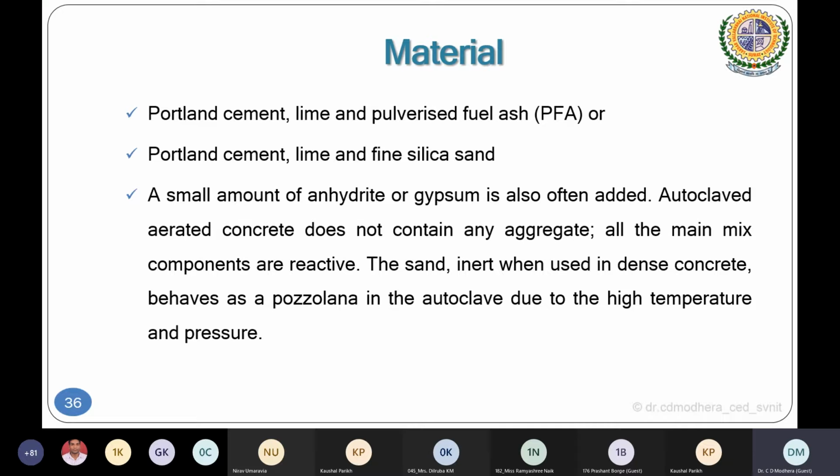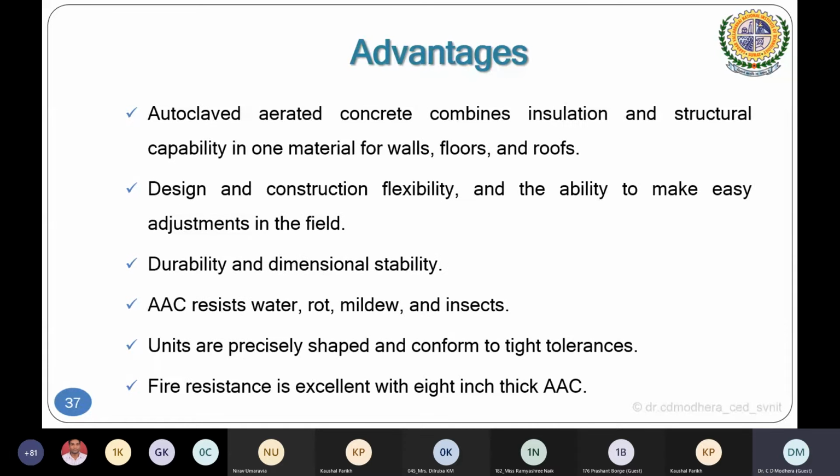The sand, inert when used in dense concrete, behaves as pozzolana in the autoclave due to the high temperature and pressure. So here is one parameter: high temperature and pressure are required to manufacture this kind of block. What is the advantage of using this kind of block? I already told you, mainly it is lightweight. So design and construction flexibility and the ability to make easy adjustments in the field. Autoclaved aerated concrete combines insulation and structural capability in one material, for all if it is made as a single panel, roof, floor, etc.